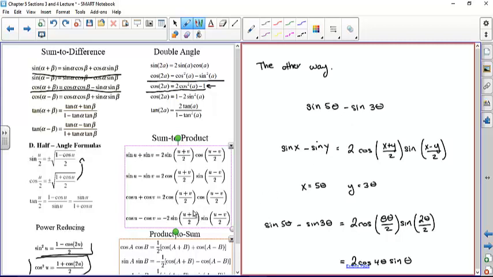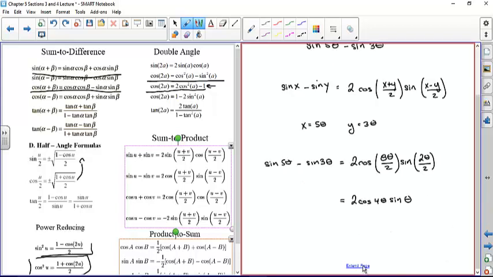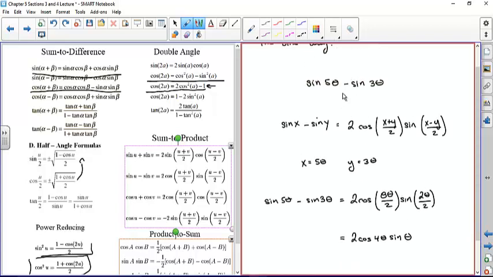So we just define x and y. Here we're using x and y instead of u and v. But look at the original equation. X is 5 theta. Y is 3 theta. So we'd get 2 times the cosine of 5 theta plus 3 theta, which would be 8 theta. 8 theta divided by 2 would give you 4 theta. And then the second term would be 5 theta minus 3 theta, which would be 2 theta. So we get 2 theta over 2, which is just theta. And so another way to write this original equation, which is a difference, we can write it as a product, just using the sum to product instead of the product to sum.